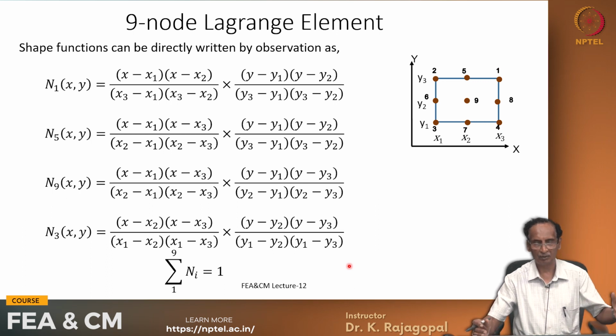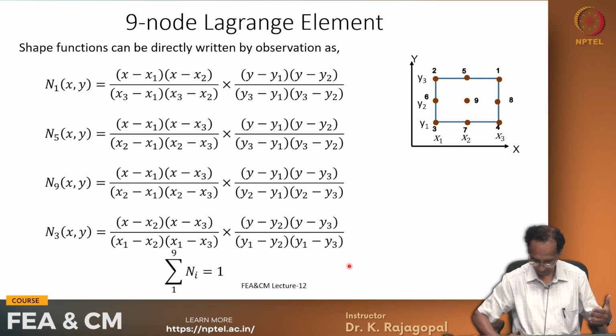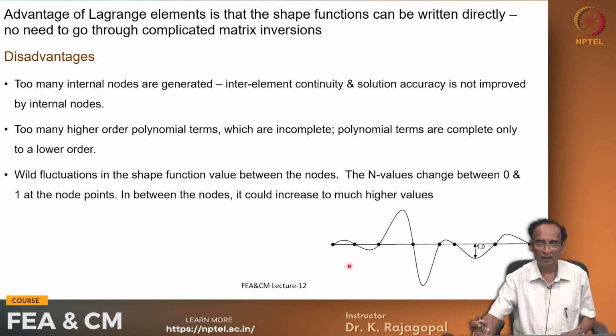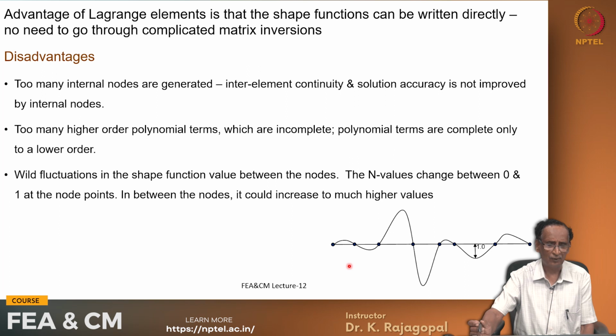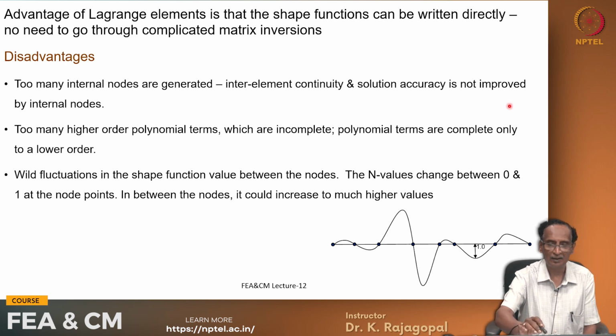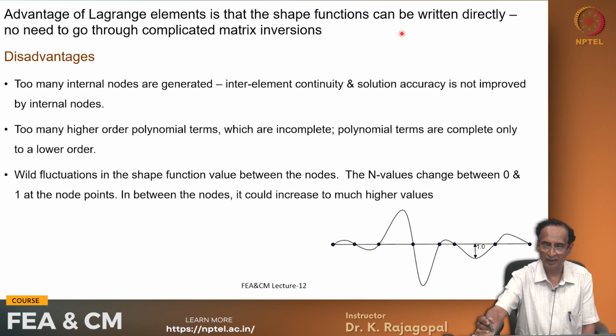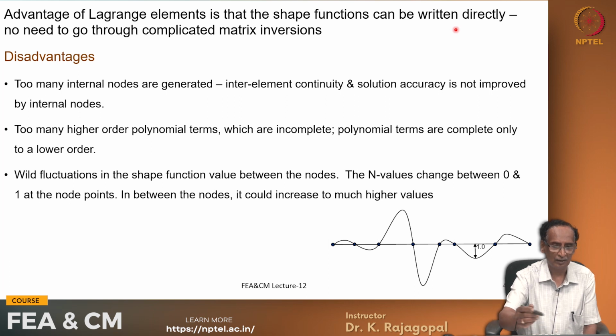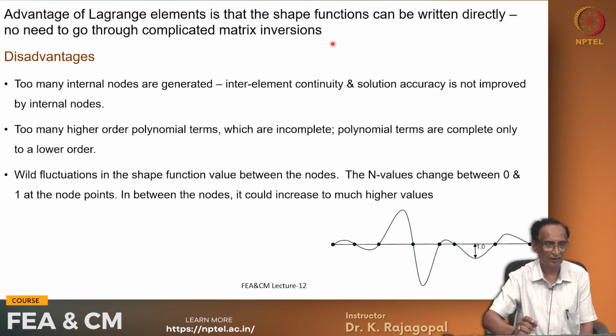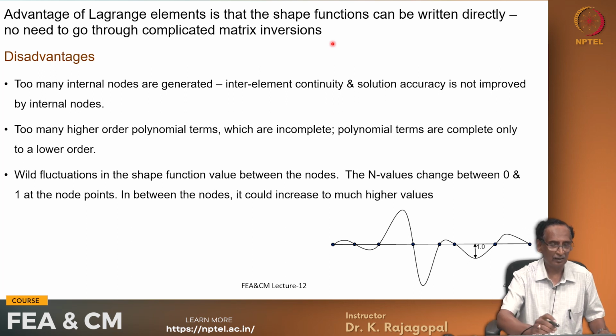And so, the advantage that we are gaining now is we can directly write the shape functions. We do not need to go through the inversion of a large coordinate matrix and so on. And the main advantage of these Lagrange elements is that the shape functions can be directly written without going through a complicated matrix inversion. But then there are several other disadvantages.